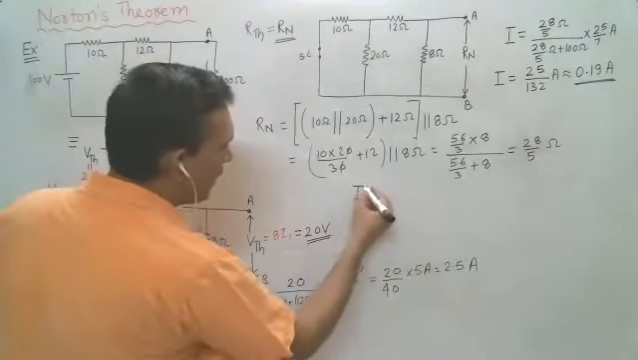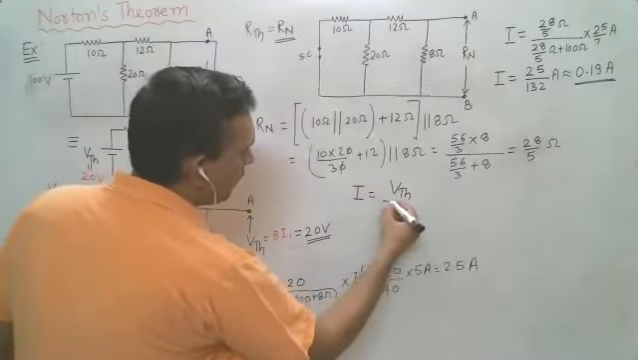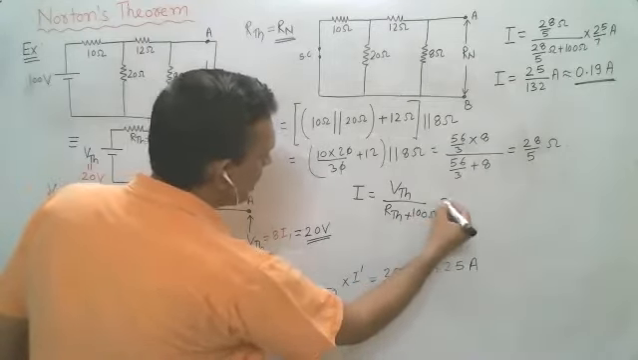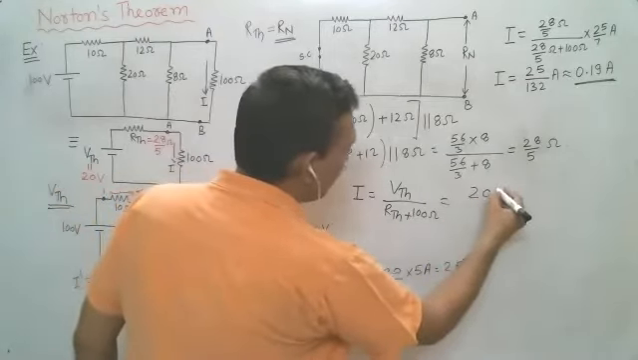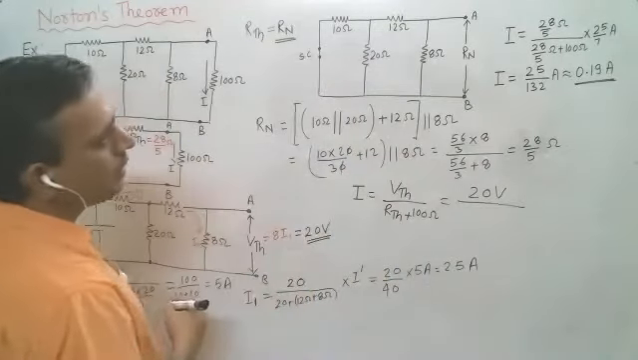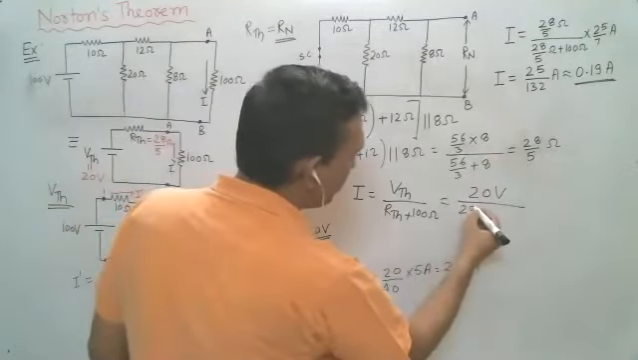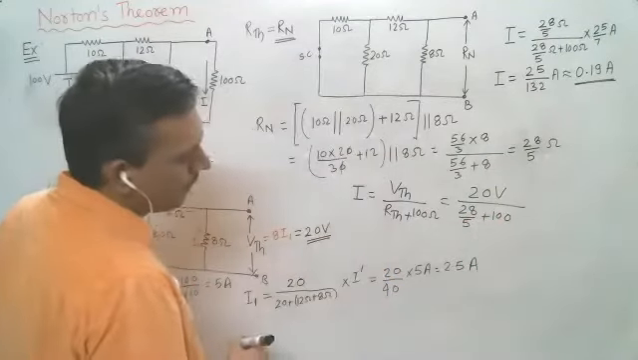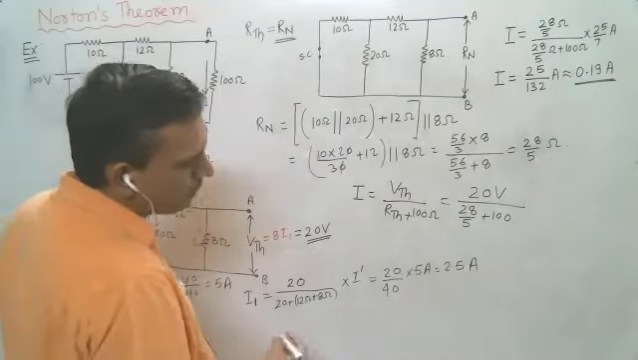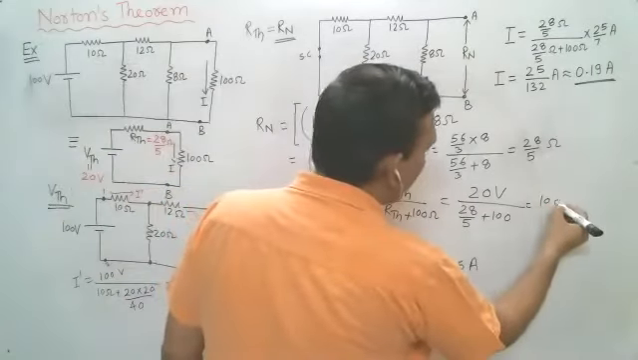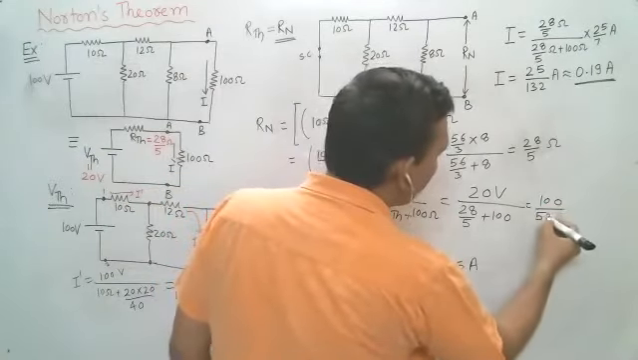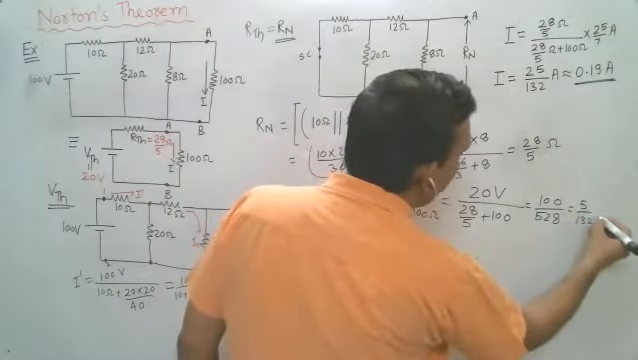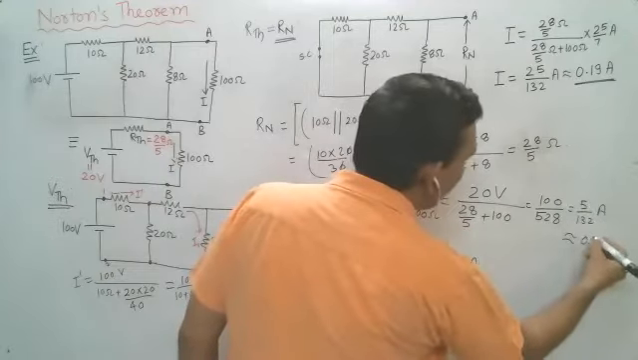So finally current I is VTH by RTH plus 100 ohm. So VTH is 20 volt, RTH is 28 by 5 plus 100. So that will be 100 by 528, or that is same as 5 by 132 ampere, approximately 0.19 ampere.